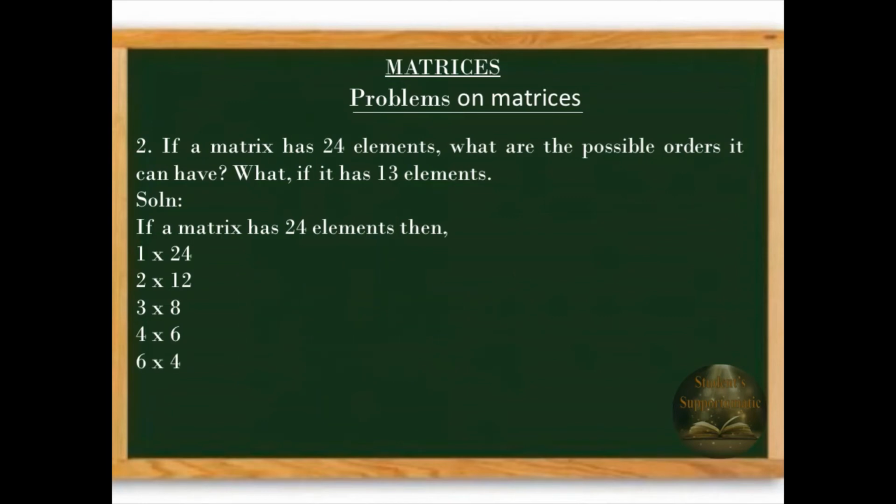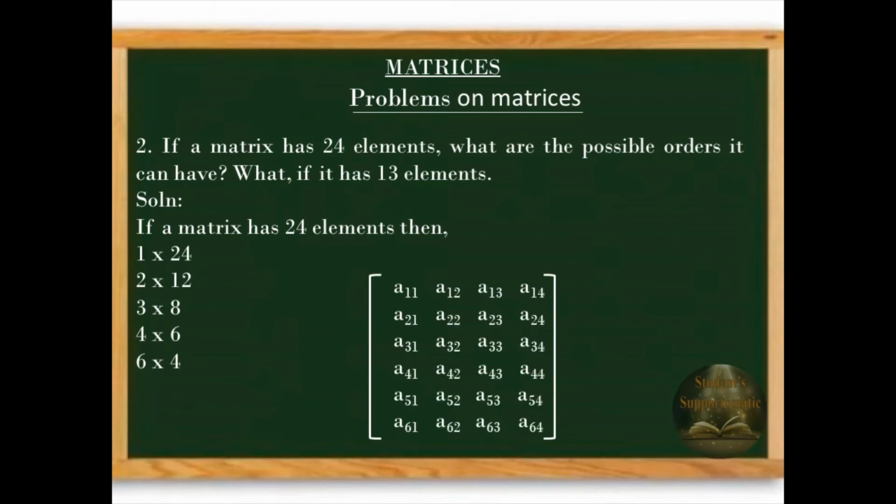6 by 4. Now it is 6 rows and 4 columns. That is like this: A11, 12, 13, 14, A21, 22, 23, 24, 31, 32, 33, like that, up to 61, 62, 63, 64. It means each row has 4 elements and there are 6 rows in total. So 6 by 4. 6 fours are 24. Now we'll see the next arrangement.